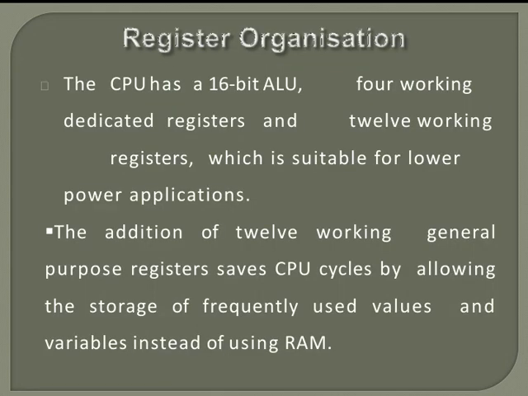You can see here the CPU has 16-bit ALU operation, so arithmetic logic unit operation it carries. It has 4 dedicated working registers and 12 general purpose registers, which are used for low power applications. The addition of these 12 general purpose registers will help in saving CPU cycles, which allows the storage of frequently used values instead of using variables in RAM.